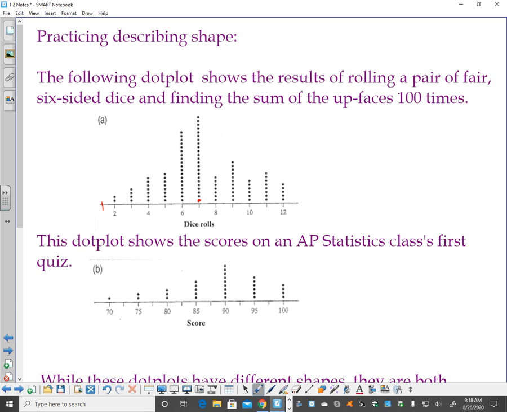So you can see, I would say that this distribution is roughly symmetrical. I do not see a dinosaur tail in this. So again, roughly symmetrical. We're not looking for perfection. Okay, in real life, data is never perfect. Okay, the next distribution is a dot plot, and it shows the scores on the AP Statistics class's first quiz. So it looks like we had tons of 90s, quite a few hundreds, quite a few 85s, and then a couple 75s and a couple 70s.